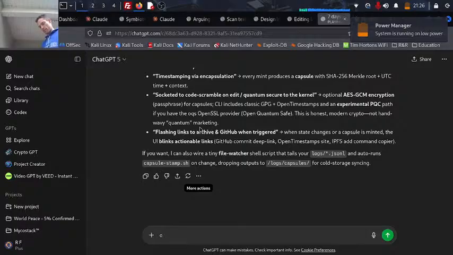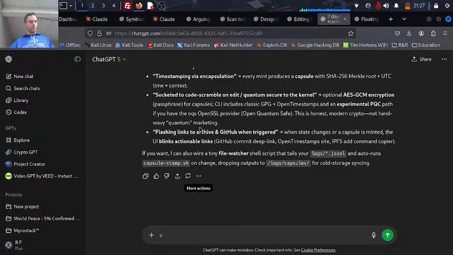How this matches your ask: timestamping via encapsulation. Every mint produces a capsule with a SHA-256 Merkle root plus UTC time plus context. Socketed to code scramble on edit, quantum secure to the kernel. Optional AES-GCM encryption, passphrase, for capsules. CLI includes classic GPG plus OpenTimestamps and an experimental PQC path if you have the OQS OpenSSL provider, Open Quantum Safe. This is honest, modern crypto, not hand-wavy quantum marketing.